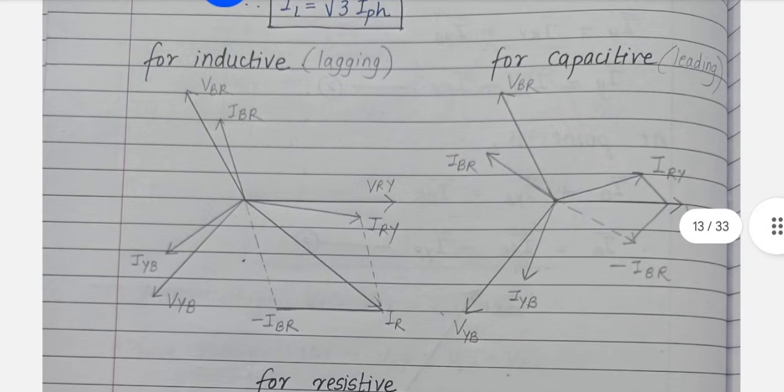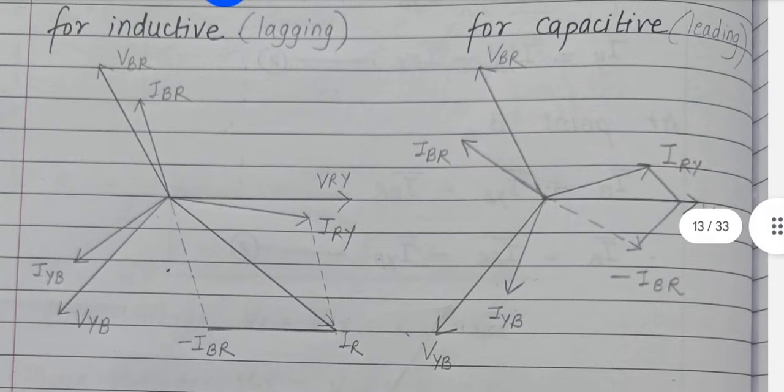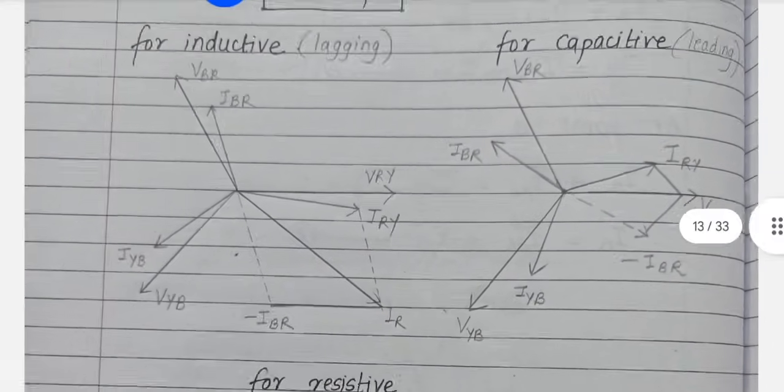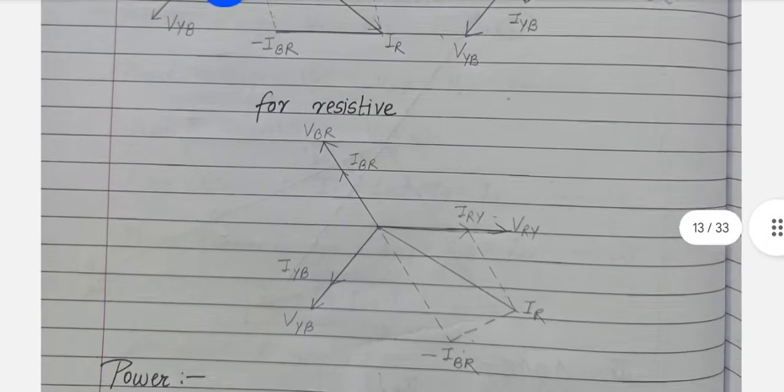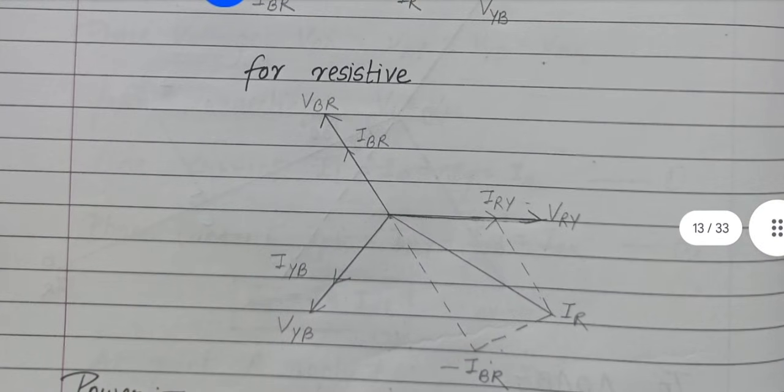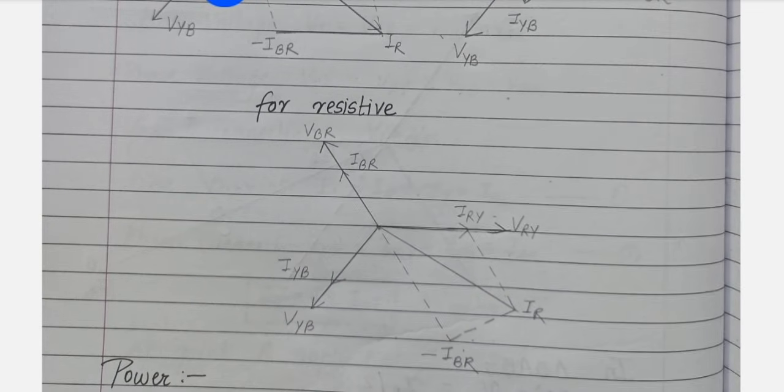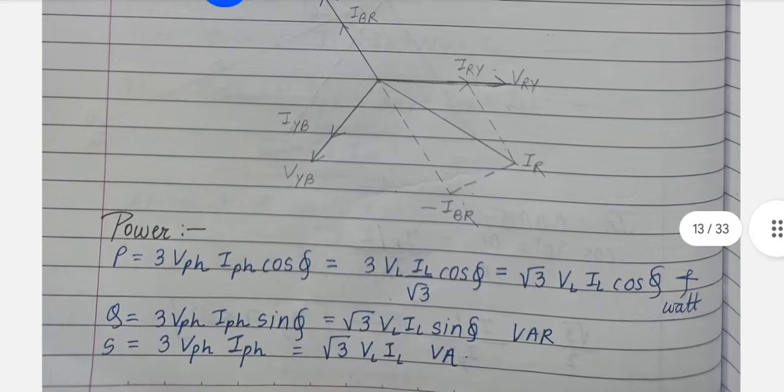So for inductive, as it is lagging, you can make the diagram like this, and you have to show the current lagging in all the three phases. In the capacitive, current is leading, so you can show it like this, and for resistive you can make it like this. It is not compulsory that you have to draw all these three. Whichever is asked, capacitive, inductive or resistive, that type you have to mention.